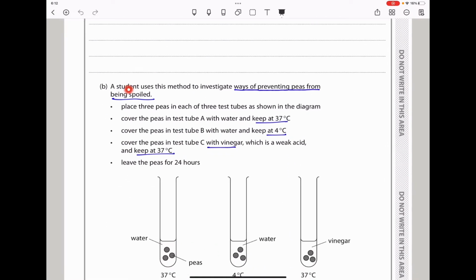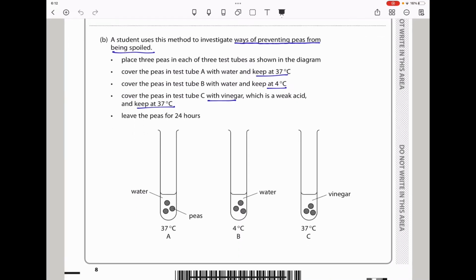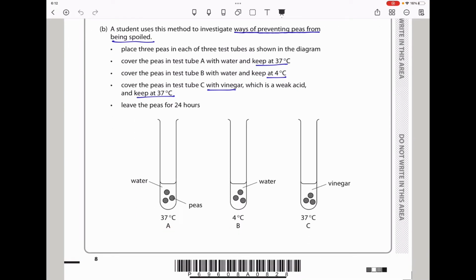So they continue to say, a student uses this method to investigate ways of preventing peas from being spoiled. They place 3 peas in each of the 3 test tubes as shown in the diagram, and then they cover peas in test tube A with water at 37 degrees. They cover test tube B with water at 4 degrees, and they cover peas in test tube C with vinegar, which is a weak acid, but at 37 degrees, and then they leave the peas for 24 hours. So this is the way the setup was done. You can see here test tube A, B, and C.